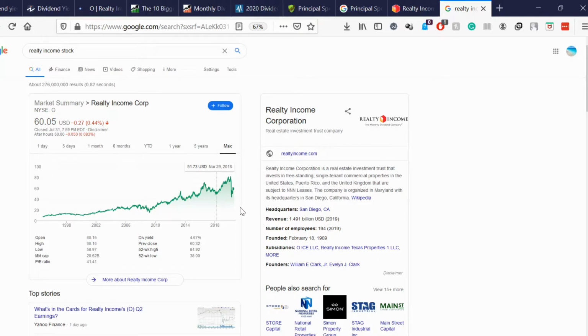Now, once I do that, I see what their dividend yield is, 4.67. That's a pretty good number. Above 3 to 6% is usually the sweet spot for most of these reliable companies that are going to pay. And over here, as it says, Realty Income Corporation is a real estate investment trust that invests in freestanding single-tenant commercial properties in the U.S., Puerto Rico, and the U.K. They are subject to NNN leases.